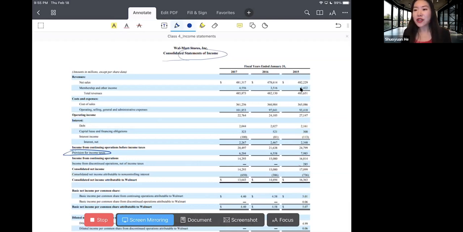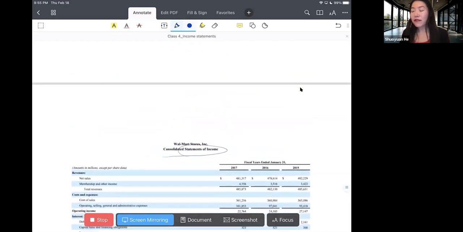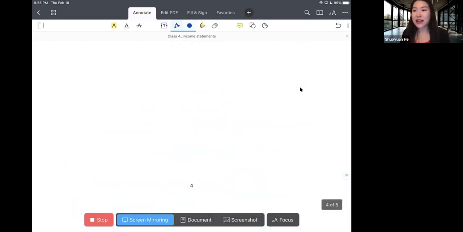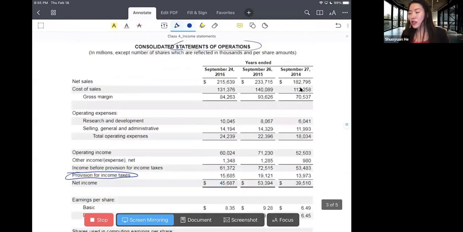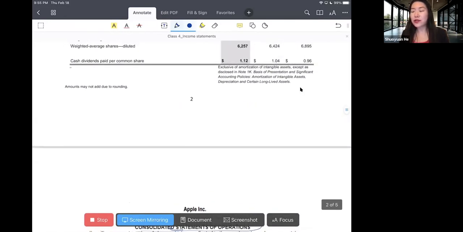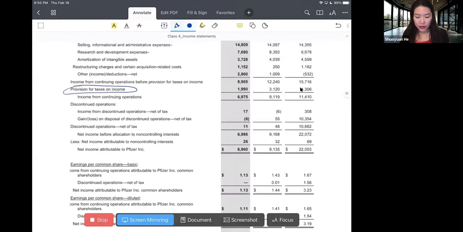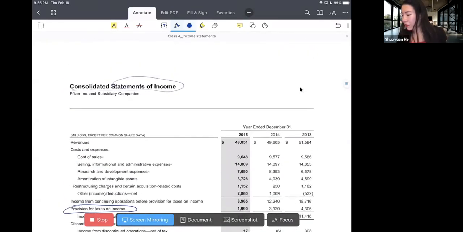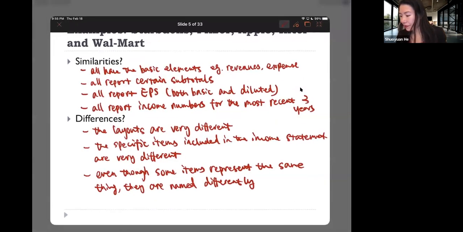In class, just to make it simple, we just call it income tax expense. But you should know that if you go look at a real firm's 10K report, different firms may call it a little bit differently, but they all mean the same thing. They're all the income tax expense. It is totally okay for firms to call it a little bit differently. So those are the differences and similarities.